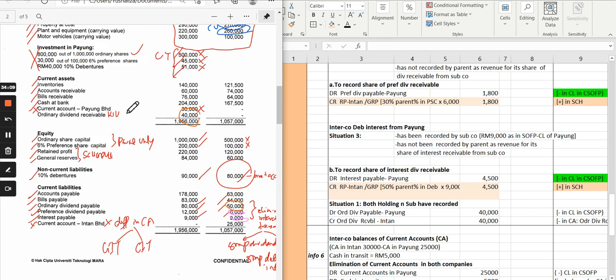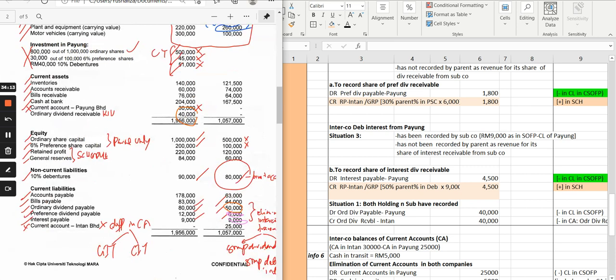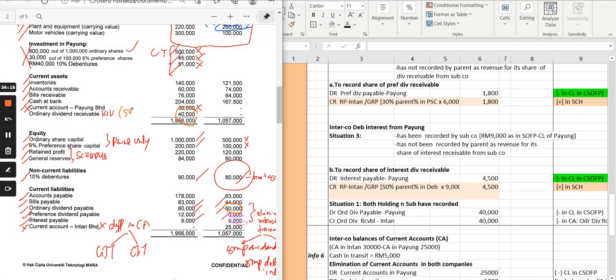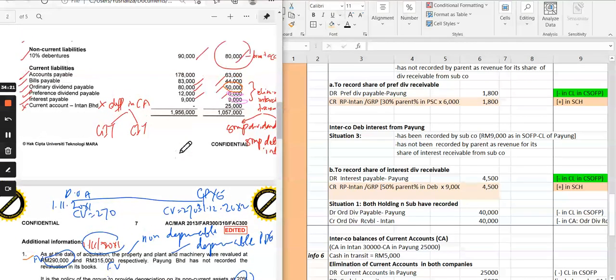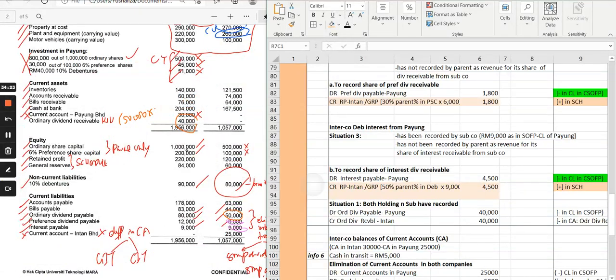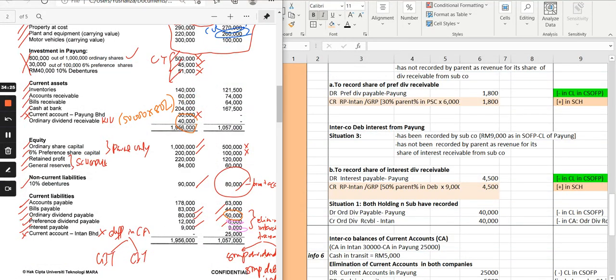This 40,000 is as a result of, as I said earlier, we have to KIV, so it is 50,000 times the percentage acquired in the subsidiary's ordinary shares, which was 80%. So you will have to check that and you would notice that gives you 40,000. Do not report this anymore. You need to go and cancel off.